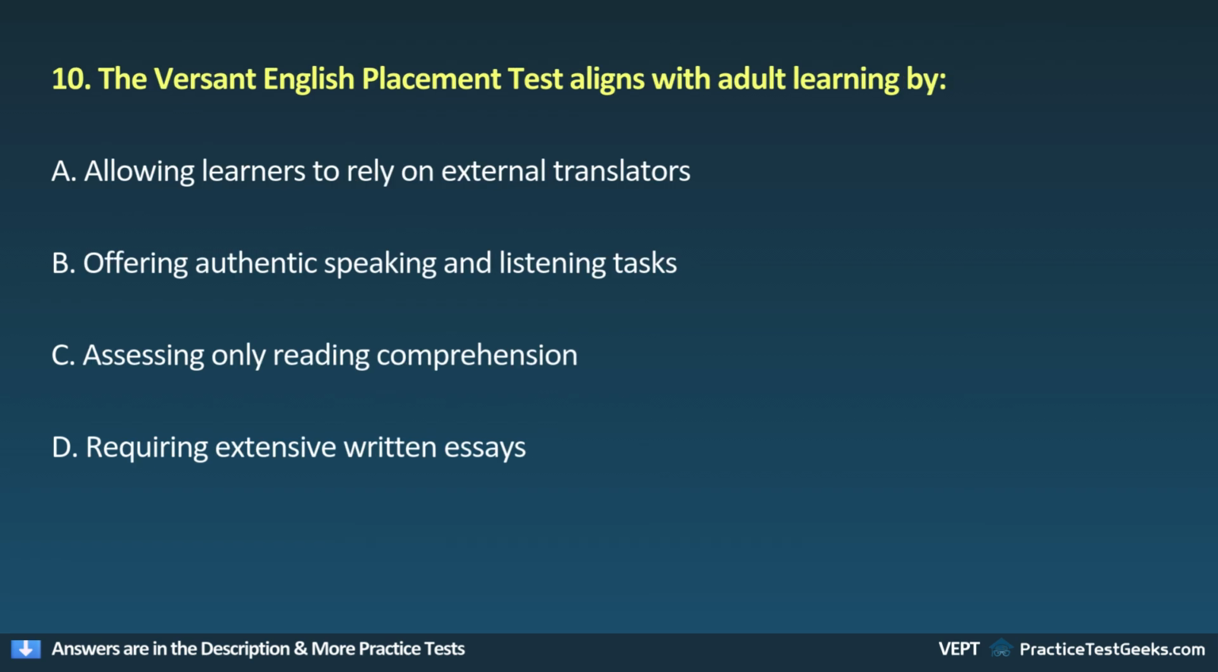10. The Versant English Placement Test aligns with adult learning by A. Allowing learners to rely on external translators. B. Offering authentic speaking and listening tasks. C. Assessing only reading comprehension. D. Requiring extensive written essays.